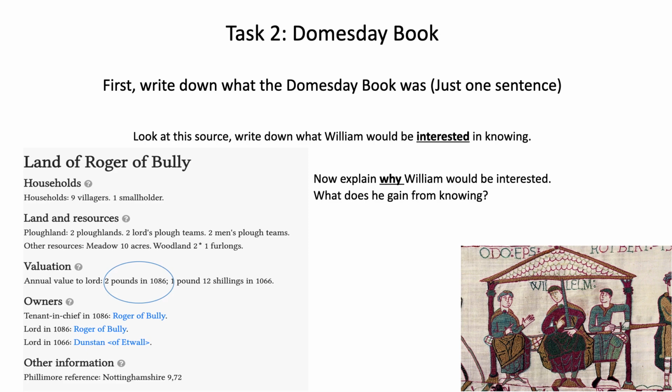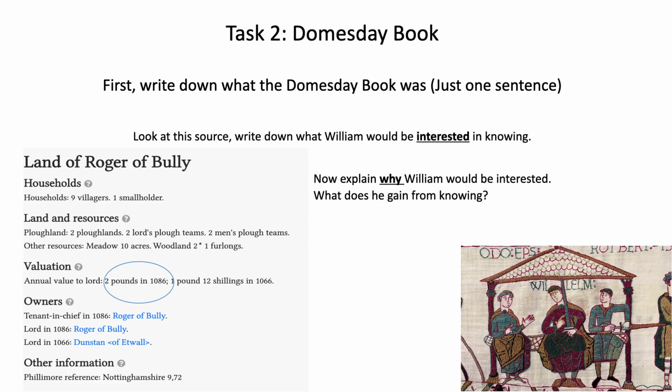So the first one I've got is the value of the land in 1086. I think he'd be really interested in knowing that it's worth £2 in 1086. Well, obviously the question is why? Because he needs to know how much he can tax the land of Roger of Bully. If he's taxing them £5 for the year, it's too much and they can't pay it. So he needs to level. Maybe he can tax them a bit lower than that. Maybe it'll be £1 a year so they can pay it every year.